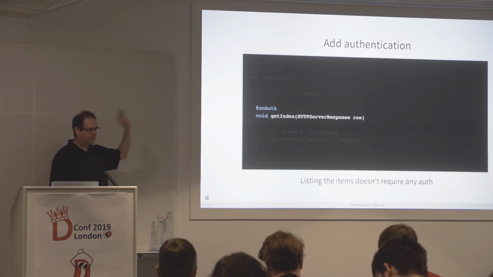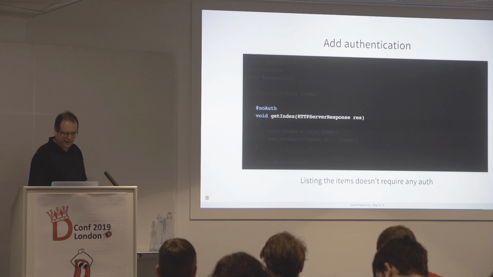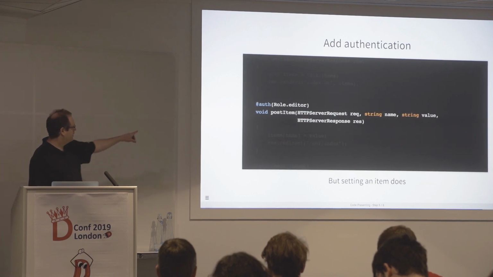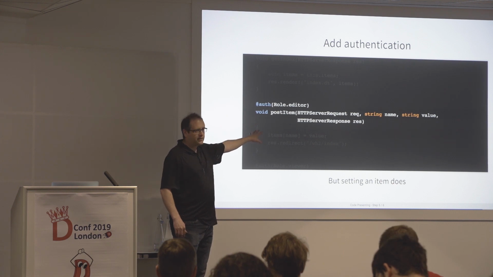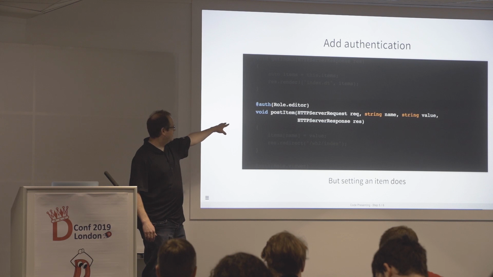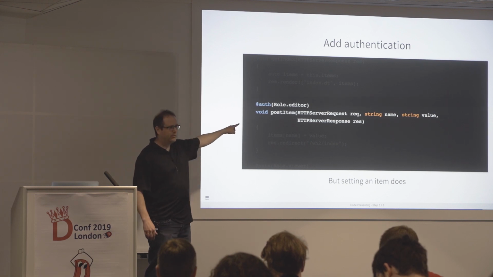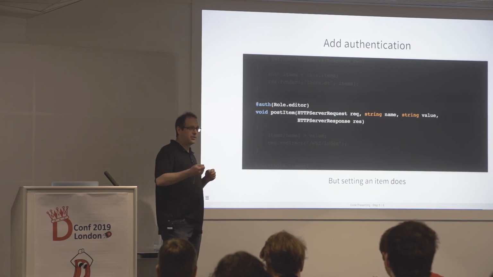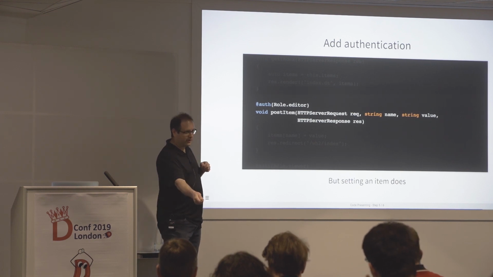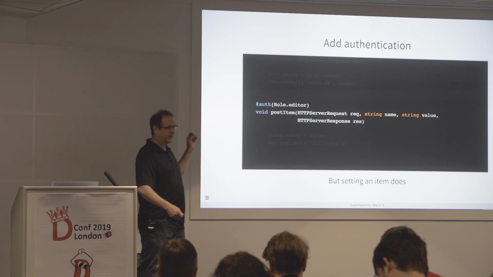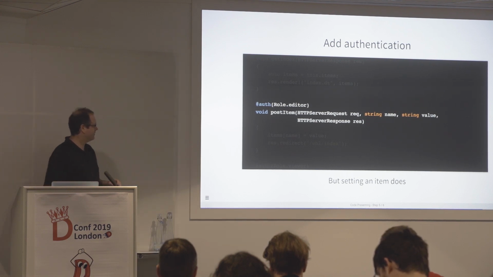Get index, we're going to say, you don't have to have any authentication to use that. It's fine. Here, we're saying if you want to edit something, you have to have the role editor. What Vibd does is it says, oh, I see that you wrote editor there. I'm going to call the function called isEditor in your authentication info that I grabbed from your other function, which is really cool. I don't have to do any of that stuff. It just does all that for me, and I just have to name my functions the right way.